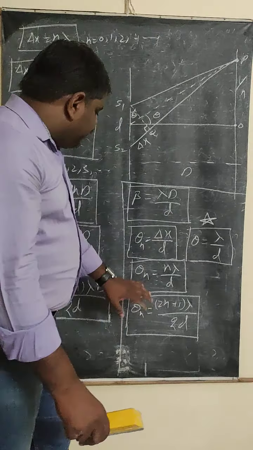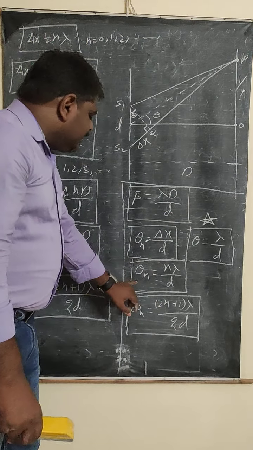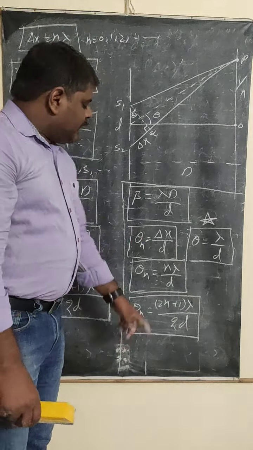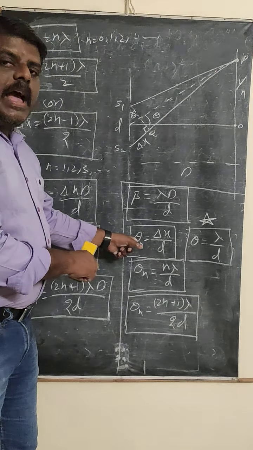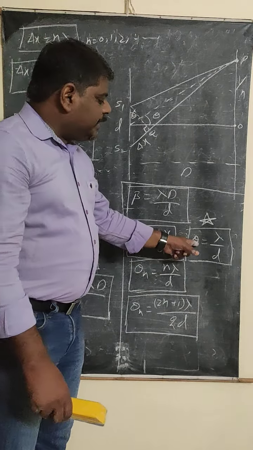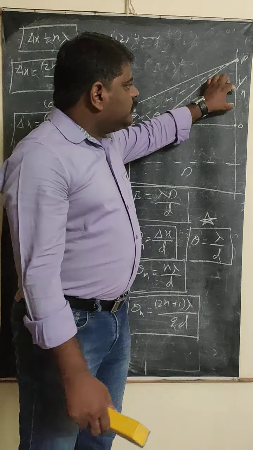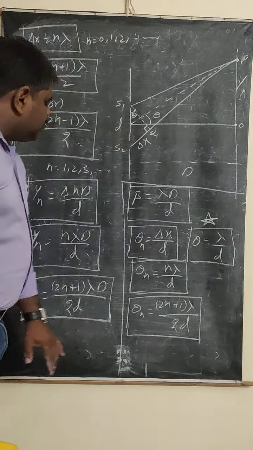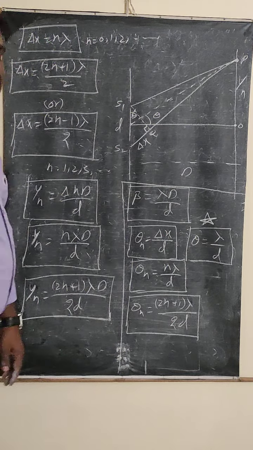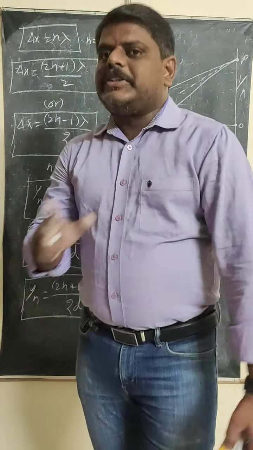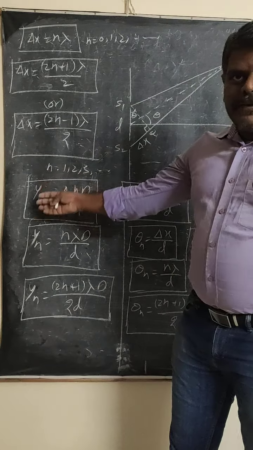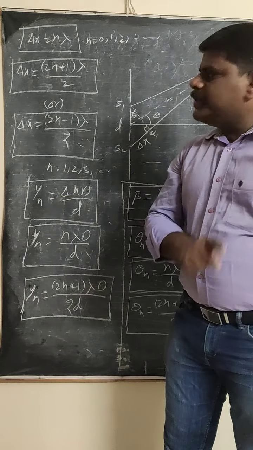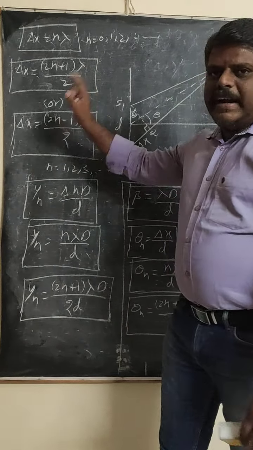Don't be confused between these formulas. Theta n represents angular width, and theta represents angular fringe width, the width of one fringe. These are very important formulas for solving problems, so you need to remember them. I hope all of you remember these formulas, and don't be confused between the dark band conditions.